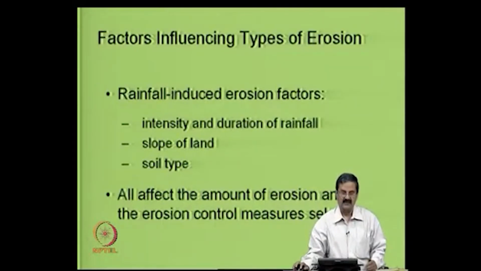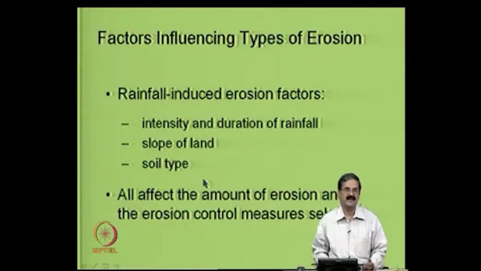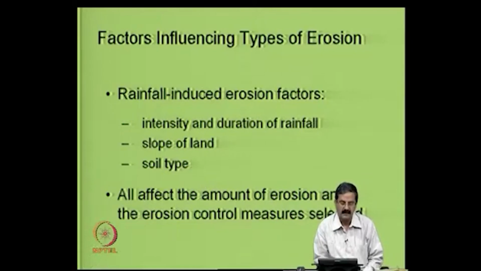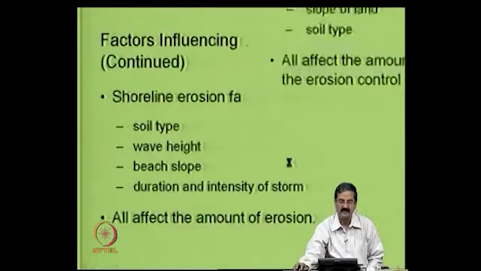So, what are the factors influencing the erosion? Actually, intensity and duration of rainfall, slope of the land, like is it a 1:1 slope or a vertical slope or a flat slope, and then the soil type. The soil type is another important variable. If it is a sandy silt or something, it is more erodible. If it is clayey, it is less, but still the possibility is that, yes, if the rainfall intensity is going to be high, it is risky. All these factors affect the amount of erosion, and the erosion control measures are selected based on these factors.